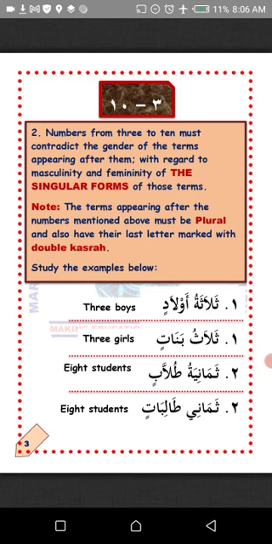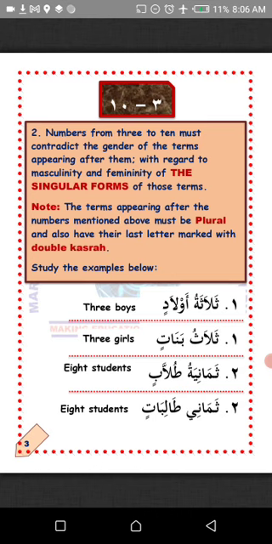So let's try to illustrate using the examples below. Number 3: thalathatu awlad, 3 boys. So how do we know when to assign a masculine number or a feminine number? Awlad is the plural of waladun. The question is, what is the singular form of awlad? It is waladun, and waladun is mudhakkar. In that case, we are going to assign a feminine number. So thalathatu awladin, not thalathu awladin.